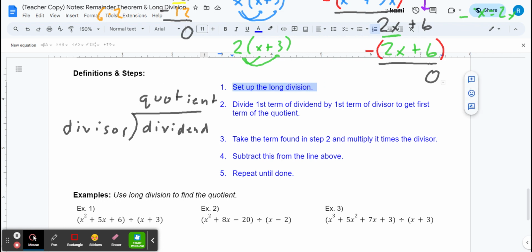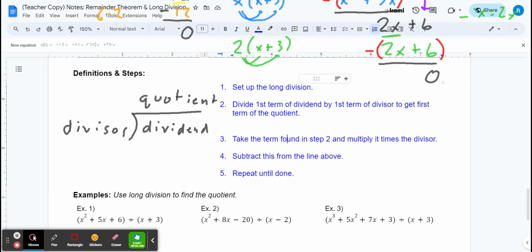Then we're going to focus on those first terms and start building up that quotient. Then we take what we used and multiply it back against the divisor. That's the thing on the outside. That's what we're dividing by. We'll subtract our answer from the line above and repeat until we're done.